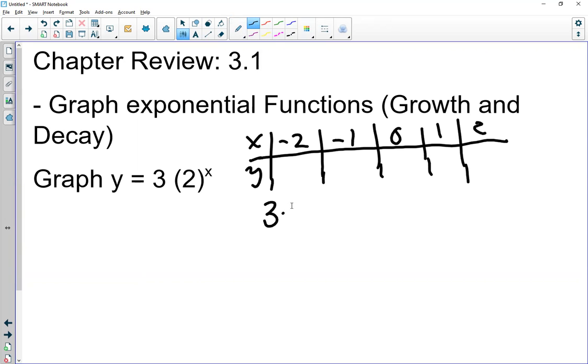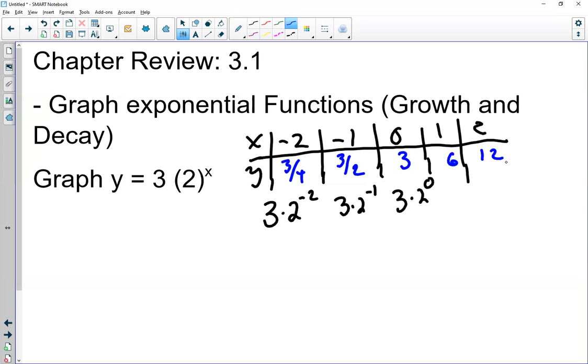So each time I'm going to do this, I'm just plugging the number I have into the exponent. So I have -2, I'm going to plug in -2 to the exponent. For here, I have -1, so I plug in -1 to the exponent. To the 0 power, and so on. This is like the same thing we did last time. I'm writing down each answer: 3/4, 3/2, 3, 6, 12. And then from there, you would graph this.